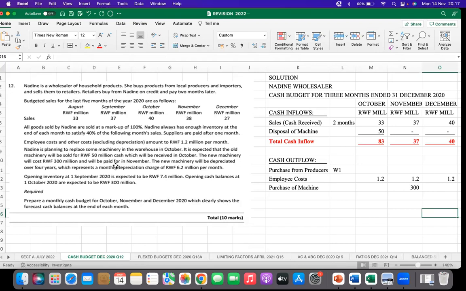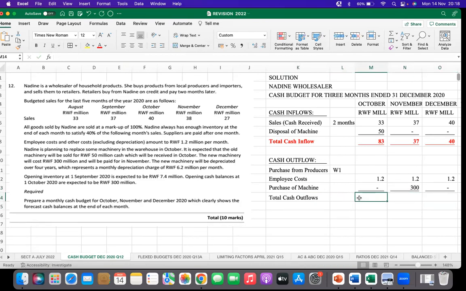Opening cash balance on 1st October 2020 is expected to be 300 million. Let's be very attentive now. We are done with all cash outflows. So we will get total cash outflows. I'm just doing that so that I'm in a position to underline. So we want to look at total cash outflow. We still don't have it because purchases is missing.